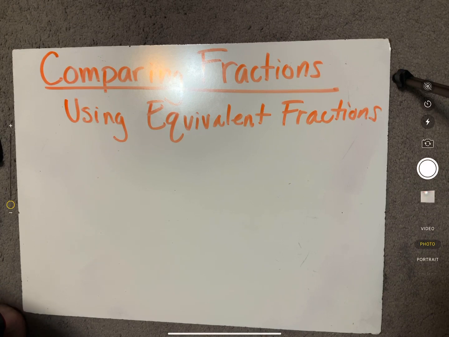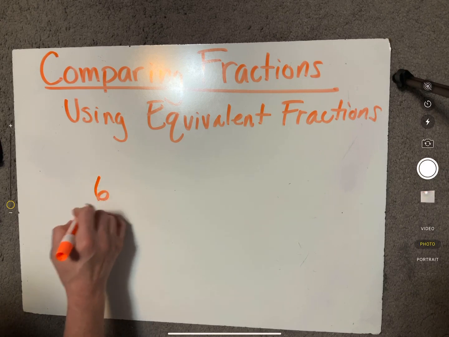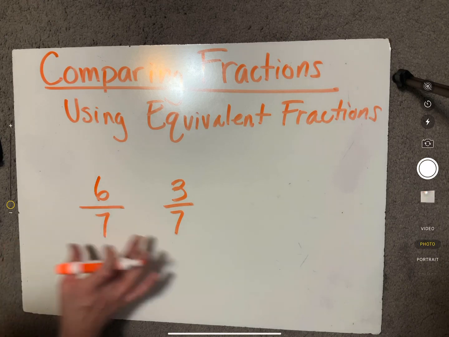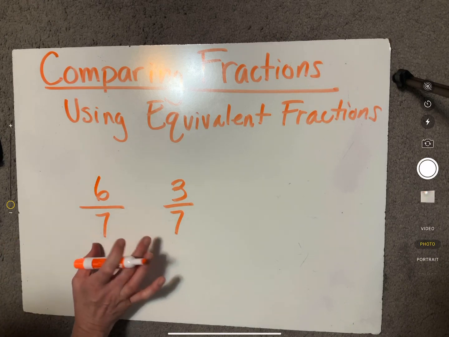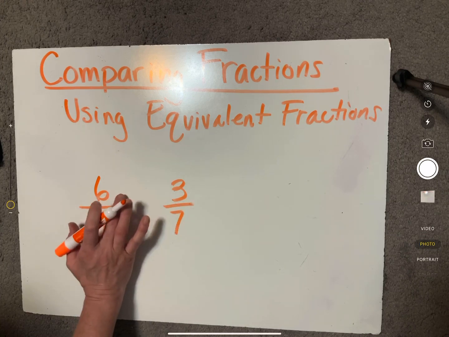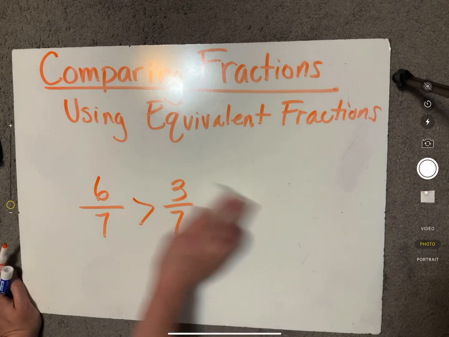Okay, so when we're doing things with equivalent fractions, we want to try to make the denominators the same so that we can compare them. One of our first lessons was about comparing things with the same denominator. For example, if I have 3/7 and 6/7, it's easier to compare these because they're both the same size pieces. I just happen to have more of the sevenths with the 6/7 and less with the 3/7. So that's going to make 6/7 larger.